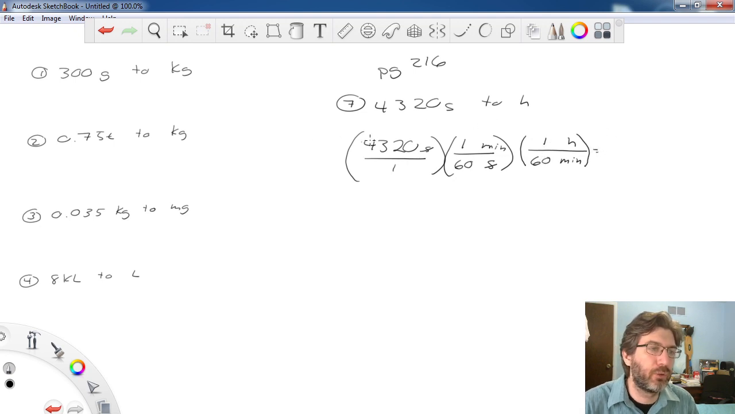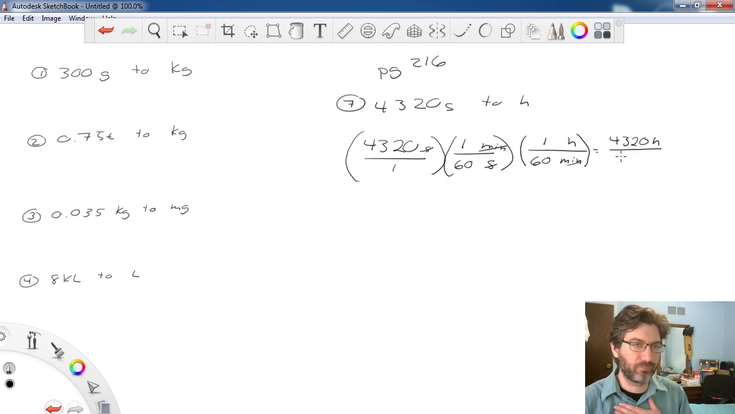So when you do your numerator here, 4,320 times 1 gives you 4,320. And these minutes canceled, so your unit on top is hours. On the bottom, you have 60 times 60, which is 3,600. In that case, you don't have any units on the bottom. They all cancel.